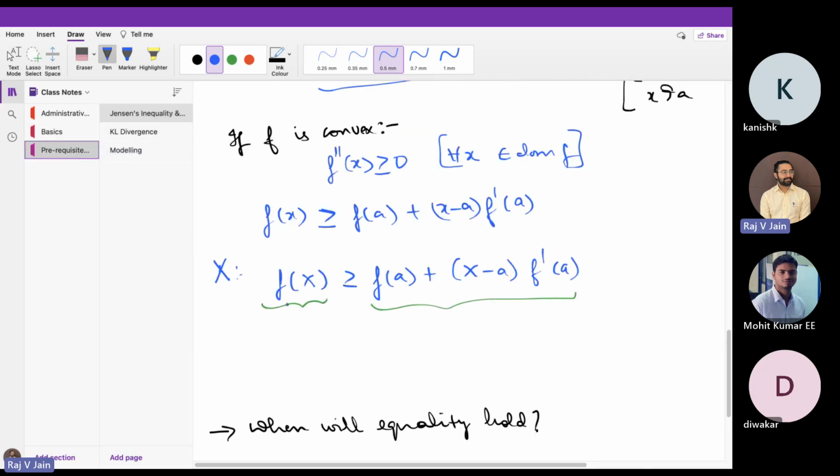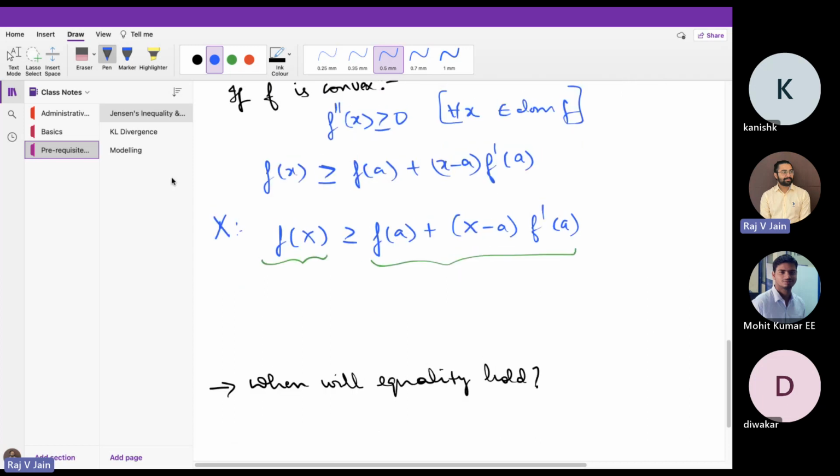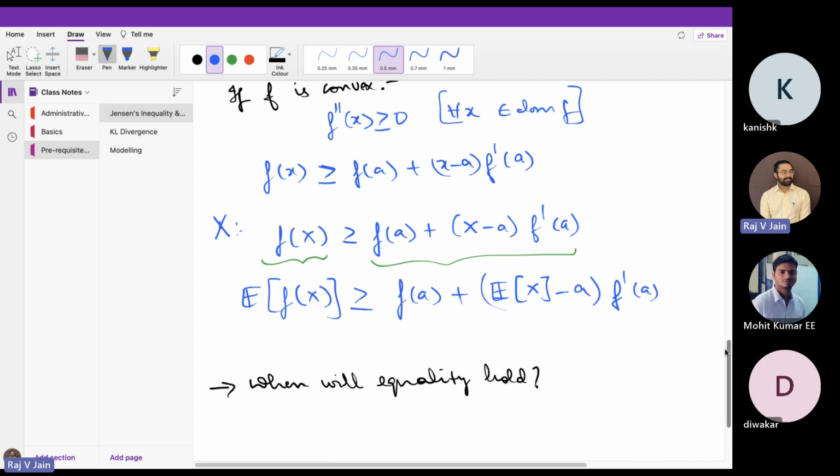Okay, so with this in mind, we'll come back to this idea. Now here also I have two random variables, as we discussed: f of x is a random variable and this whole expression is a random variable. So if I take expectations on both sides, I'll have expectation of f of x greater than or equal to... Now, this is a quantity which does not depend on x, and this also doesn't depend on x. And again, using linearity of expectations, I will have something like this: expectation of x minus a, f dash of a.